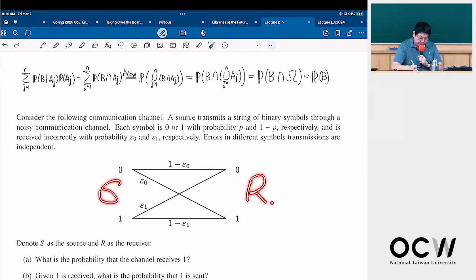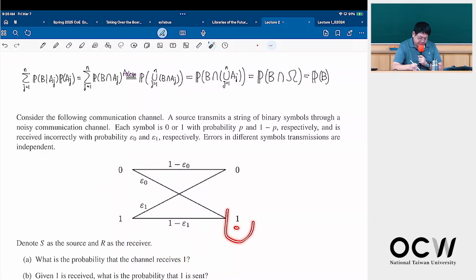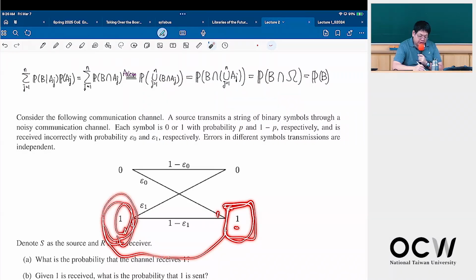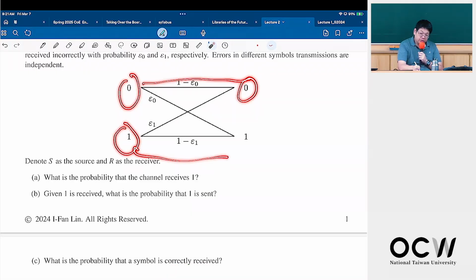What is the probability that the channel receives 1? I can send 1 and receive 1, or I can send 0 and receive 1. So what is that probability? And then given 1 is received, what is the probability that 1 was sent? Because if I receive 1, I want to know if it is from the source sending 1 or sending 0. And then what is the probability that the symbol is correctly received? Which means if I send 0, I get 0, and if I send 1, I get 1.